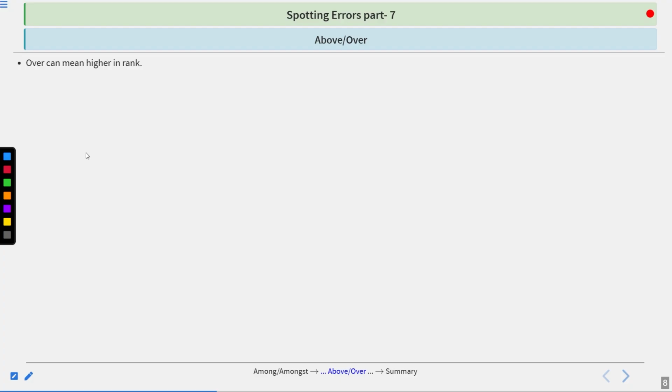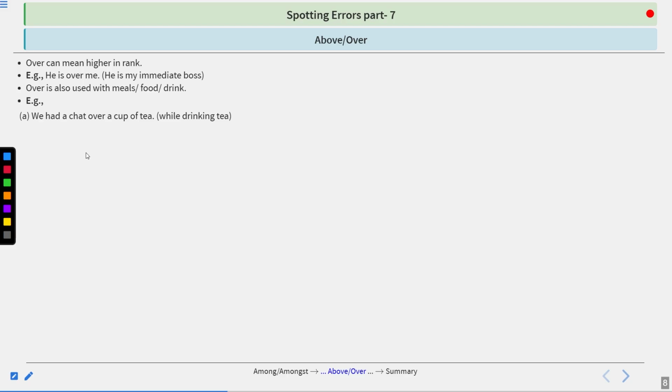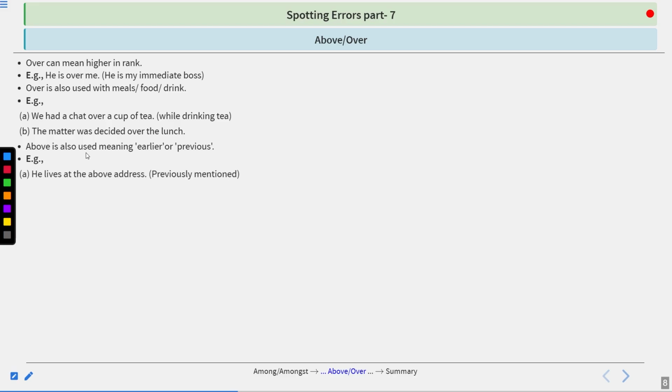Over can mean higher in rank as well. He's over me: it means he's my immediate boss. Over is used with meals or drink. He had a chat over a cup of tea, while drinking tea. The matter was decided over lunch. Above is also used meaning earlier or previous. He lives at the above address previously mentioned. For details, please see paragraph 1 above, which means previously mentioned.